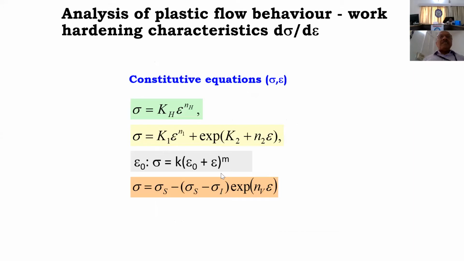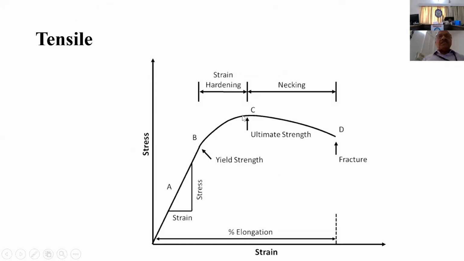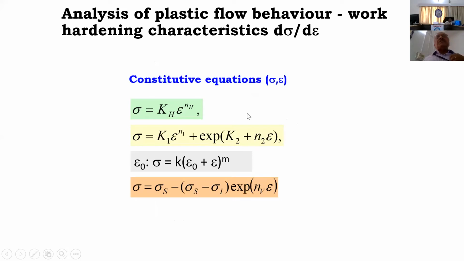And then by analyzing the region between the yield stress and UTS, we are able to understand the plastic flow behavior of the material and analyze the work hardening characteristics of the material. There are several forms of constitutive equations which relate the true stress and true plastic strain, like the Hollomon equation, Ludwig equation, etc. I'm not going to go into them, but basically these are all relationships between true stress and true plastic strain, and that is derived from analyzing the region between the yield stress and the UTS.